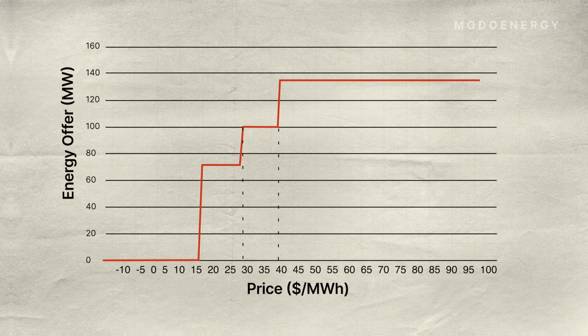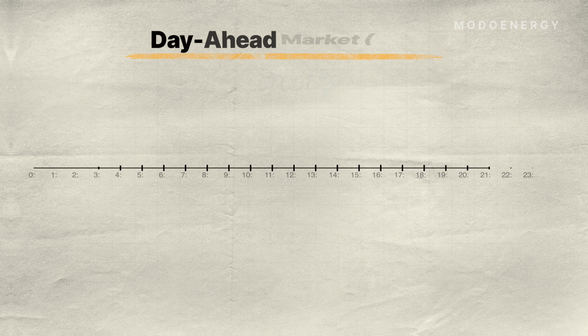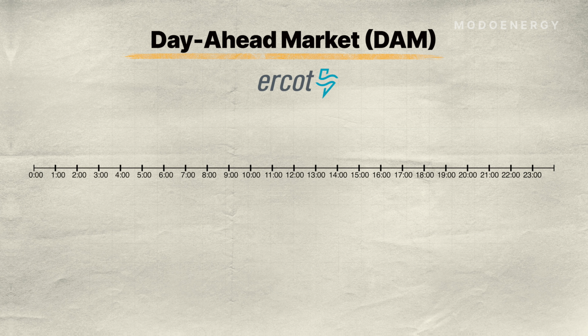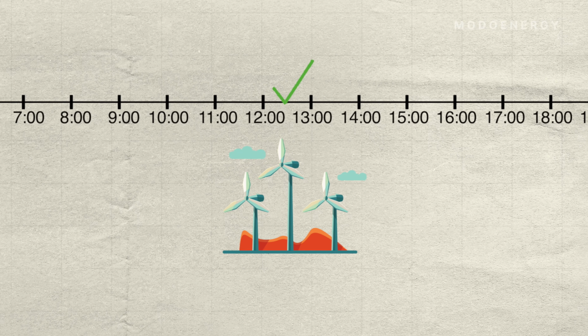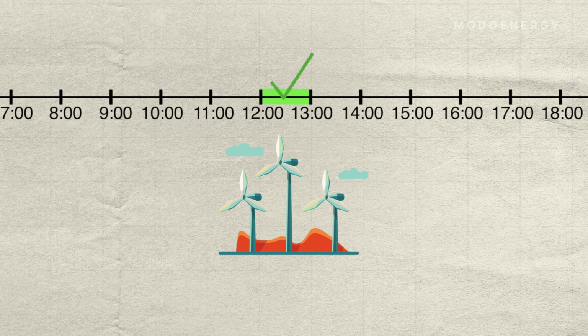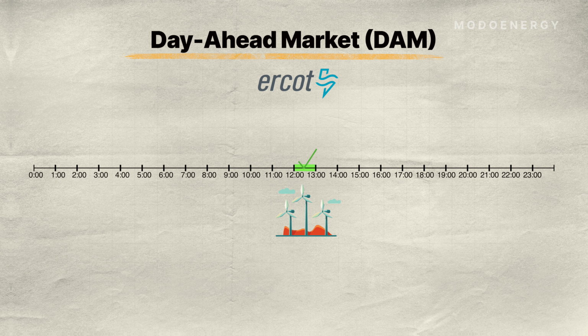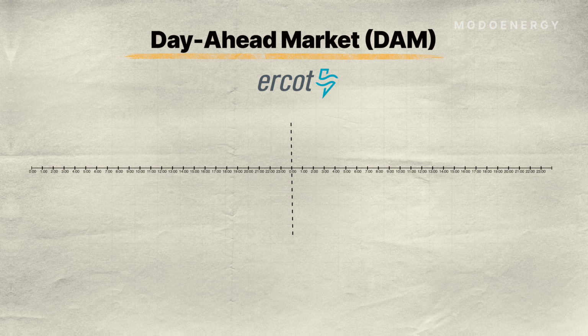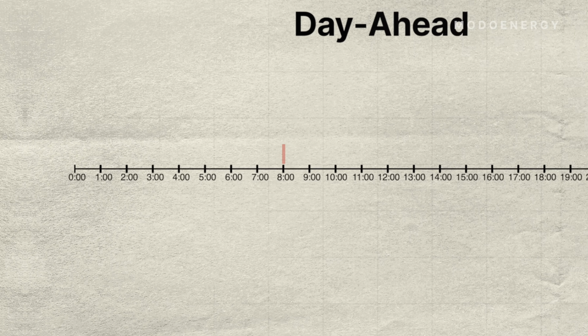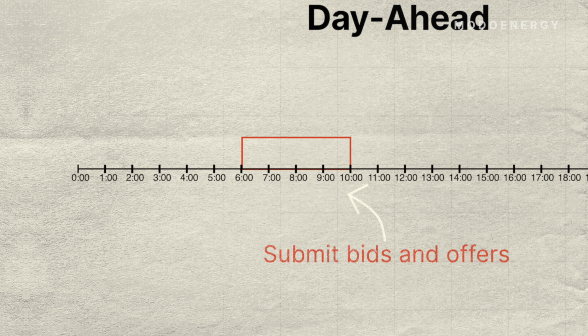But how do the timings of this market work? Well, the day-ahead market operates at an hourly granularity. Any resource that is accepted to dispatch in the day-ahead market must do so continuously for the entire hour in which its bid or offer was accepted. Resources can submit bids and offers into the day-ahead market between 6 a.m. and 10 a.m. of the day before the operating day.